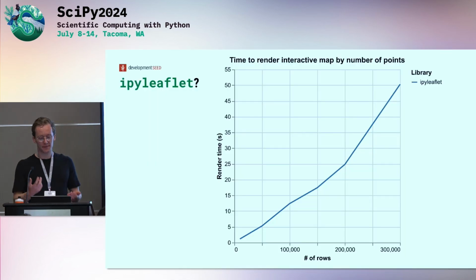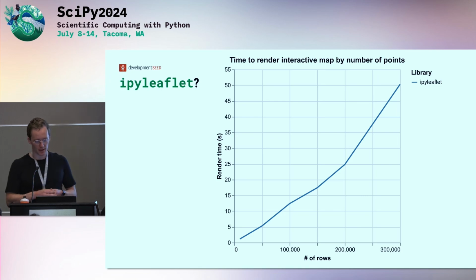IPyLeaflet is a really common library that a lot of people reach for rendering vector data, like points, lines, and polygons in Jupyter from Python. And it's good for a lot of use cases. Up to here, about 300,000 points, it can handle that. It takes about a minute once you get to 300,000 points. I tried with 400,000 points and the browser crashed, so there is some limit.